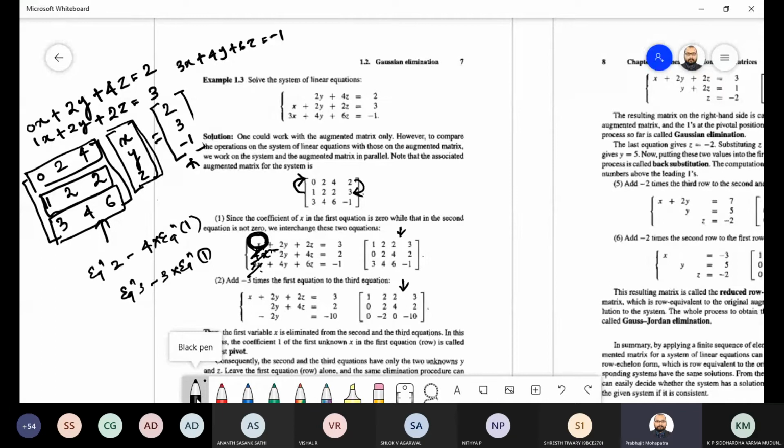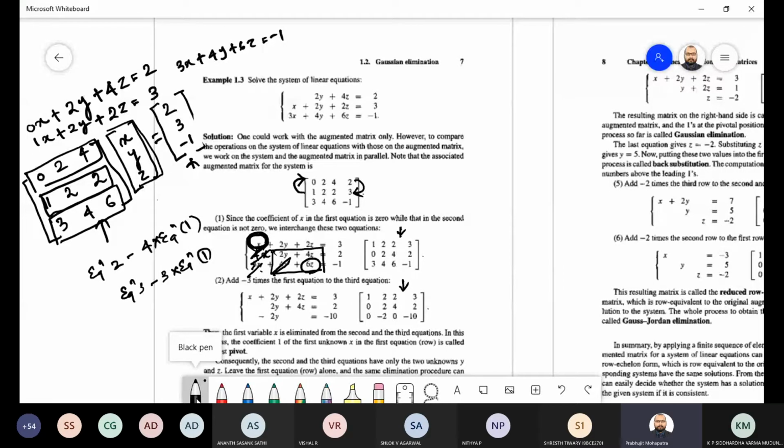After that, we have y and z here. So what is your next target? The next target is to delete the y from the third equation. If you delete this y from the third equation, then you will get the z value directly. So 6z is something, you can get the direct z value.